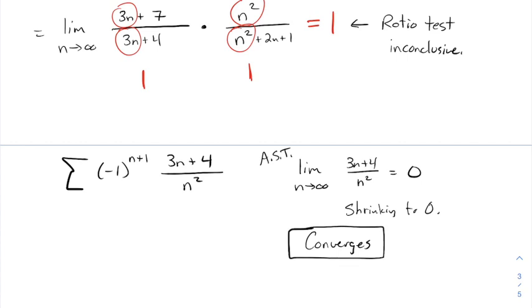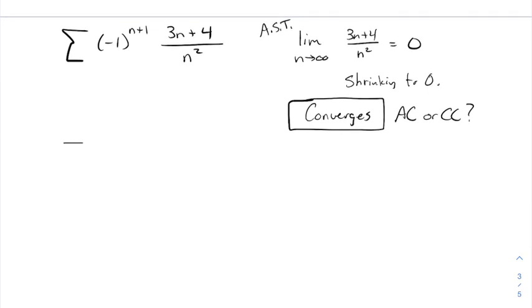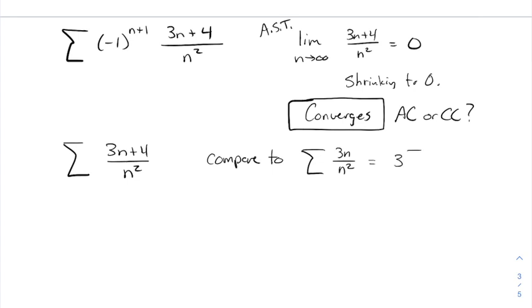But that's only sort of a partial answer. Is it absolutely convergent or is it conditionally convergent? To answer that, what we've got to do is take the series we get by looking at the absolute value. So if I look at this 3n plus 4 over n squared, we can compare that to 3n over n squared, which turns into this. This we know diverges.